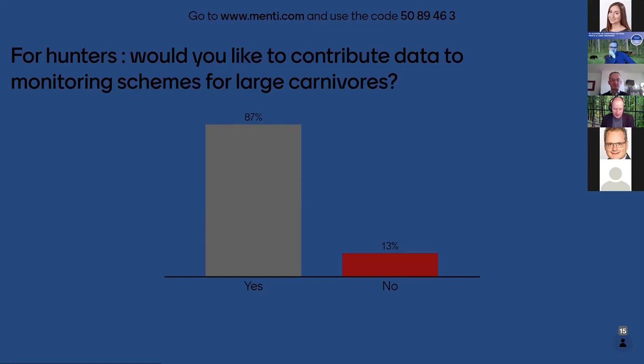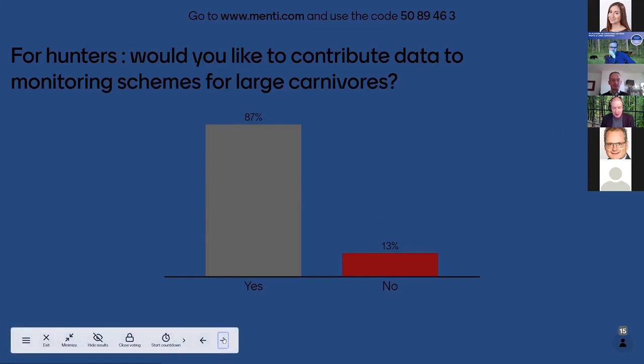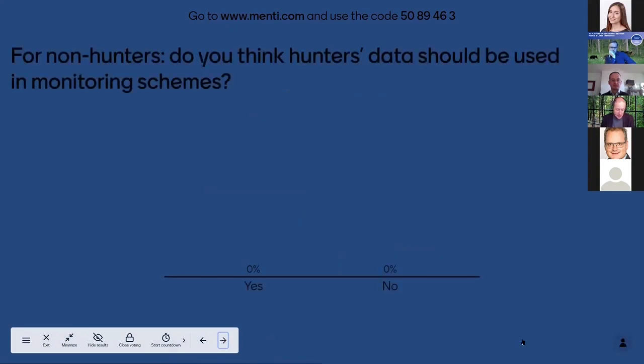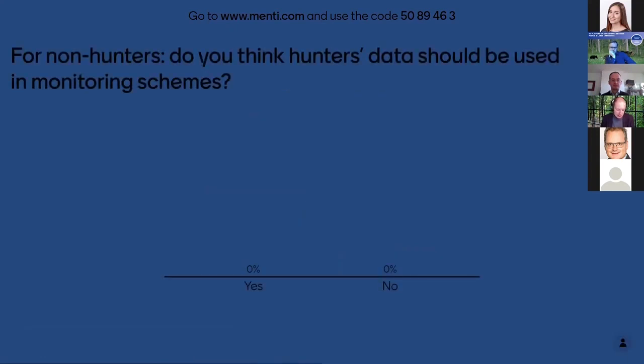And now let's have a question for those who have answered that they are non-hunters. And from you, we would like to know what your views are on hunters being involved in monitoring schemes. Do you think that hunters' data should be used, yes or no?